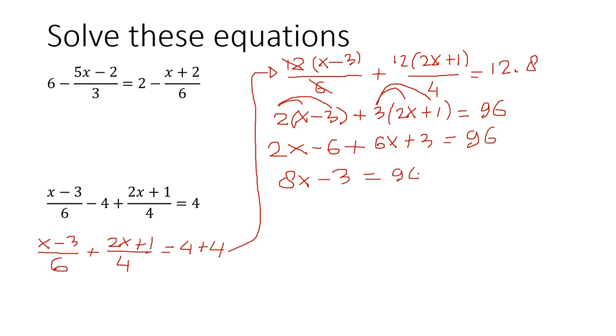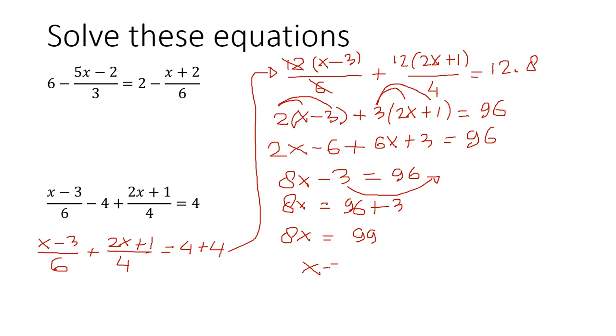So 8x equals, this step is an important step. Why? Because negative 3 is going to move to the right side, from the first term to the second term, and becomes 96 plus 3. Remember my rules: if negative moves to another side, it becomes positive. If positive moves to the other side, it becomes negative. And then 8x equals 99.